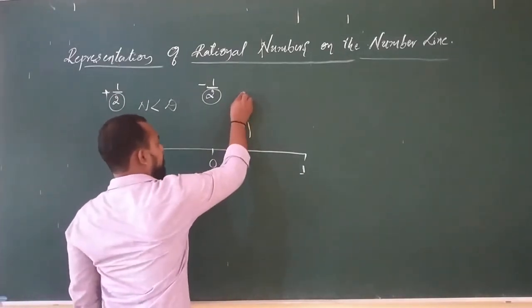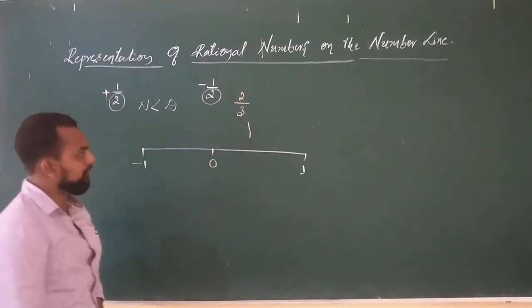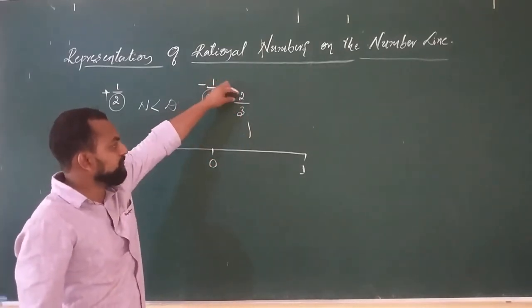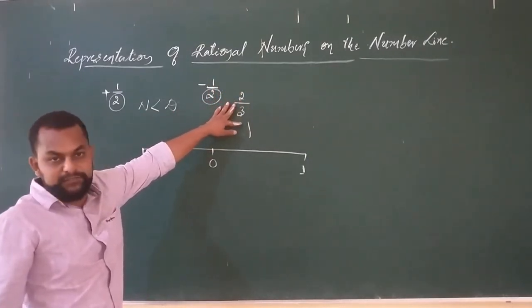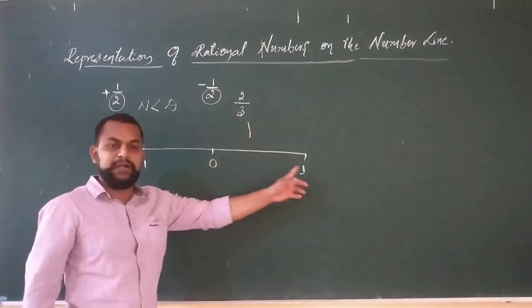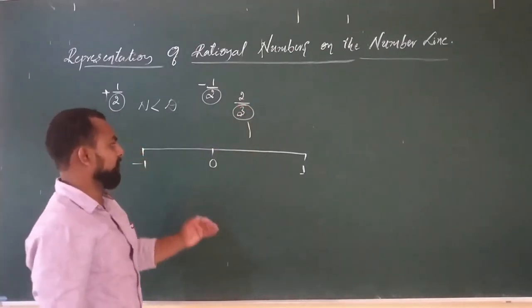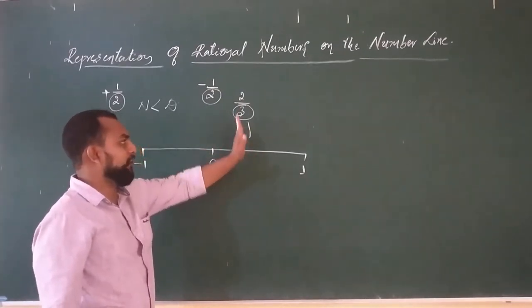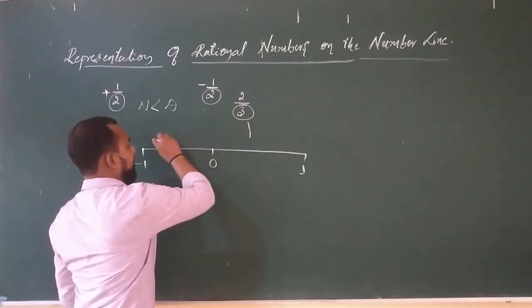For example, 2 by 3. Here the numerator is smaller than the denominator, so this rational number also lies between 0 and 1. The denominator is 3, which means we divide the length into three equal parts.